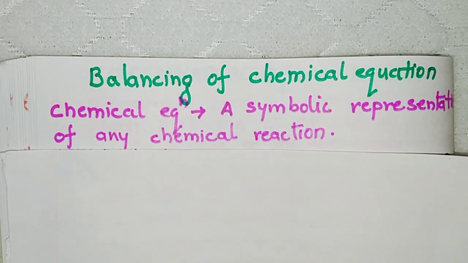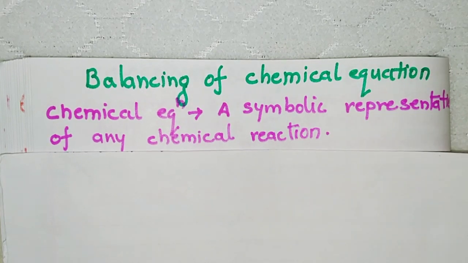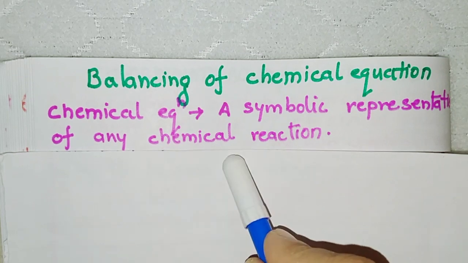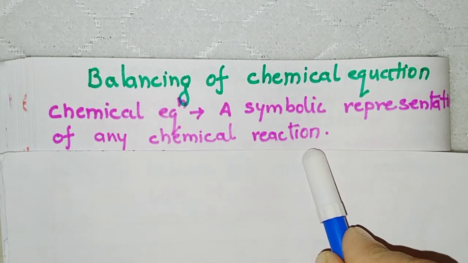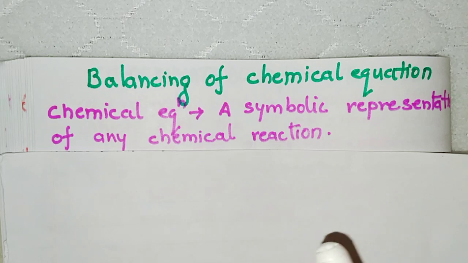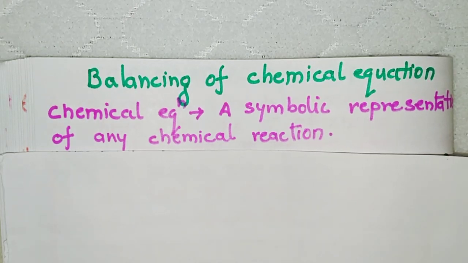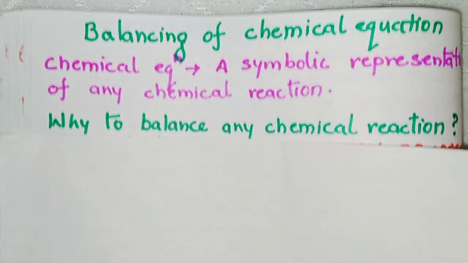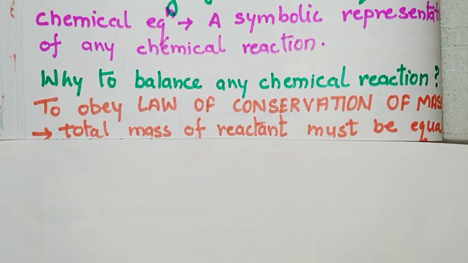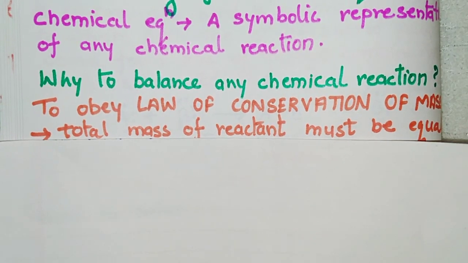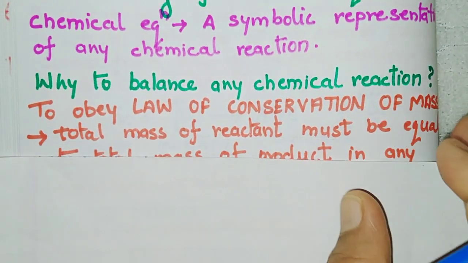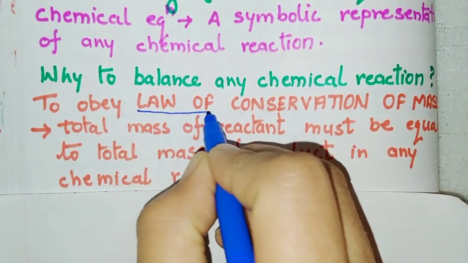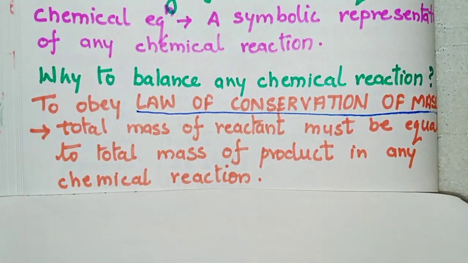First of all, what is a chemical equation? A chemical equation is a symbolic representation of any chemical reaction. And a chemical reaction is that change which occurs around us. Now, why balance a chemical reaction? The answer for this is to obey the law of conservation of mass.